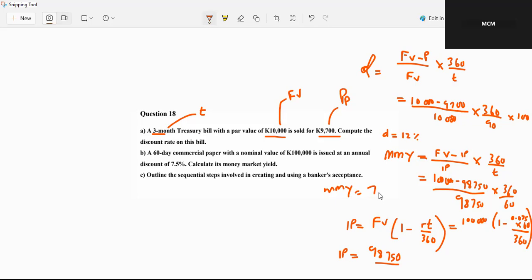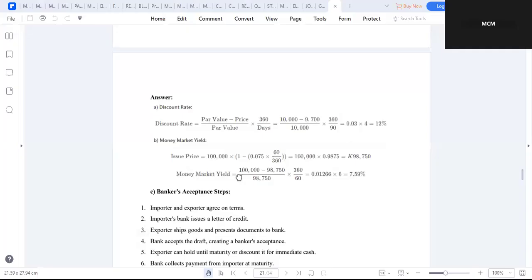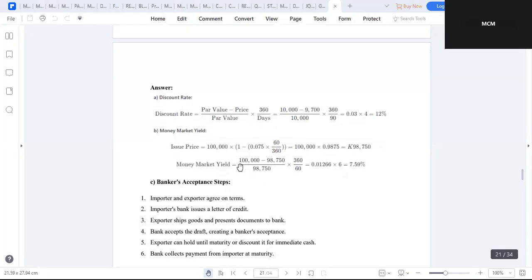All these are examples directly from your textbooks. Most of your exam questions are just the examples in your textbooks. All right, so these are the computations. Anyone behind? We are all together.